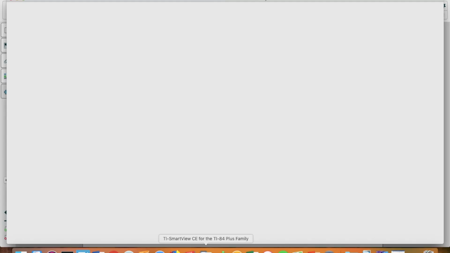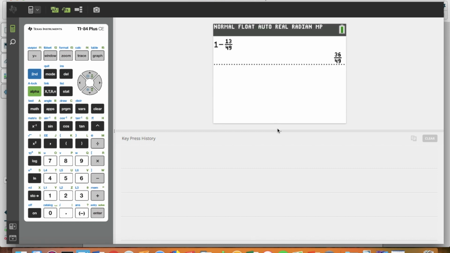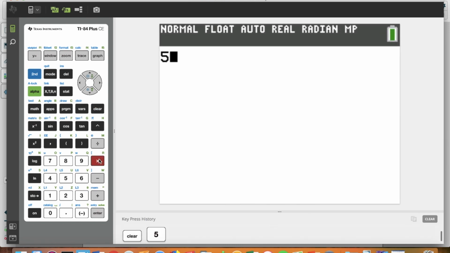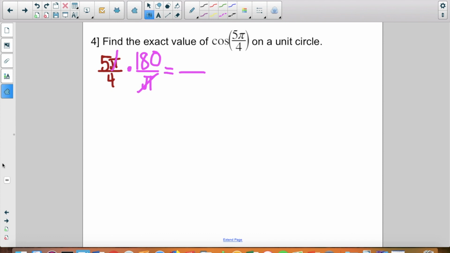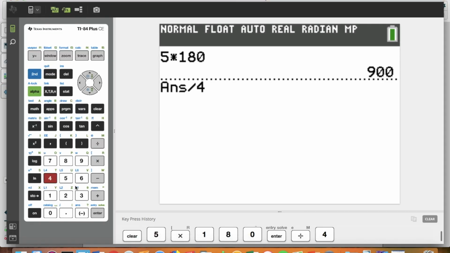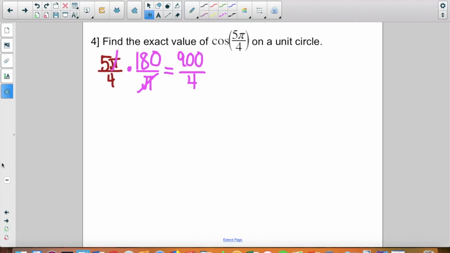So first things first, we have to do 5 times 180, and that gives us 900. And then we have 4 on the bottom. 900 divided by 4 gives us 225. So this is equal to 225 degrees. So what we're really trying to find is the cosine of 225 degrees. First let's figure out where this is.